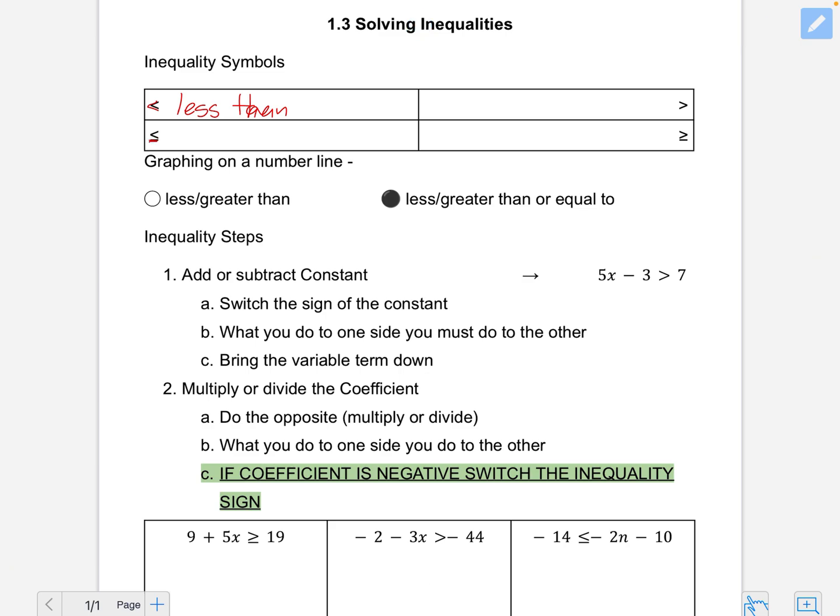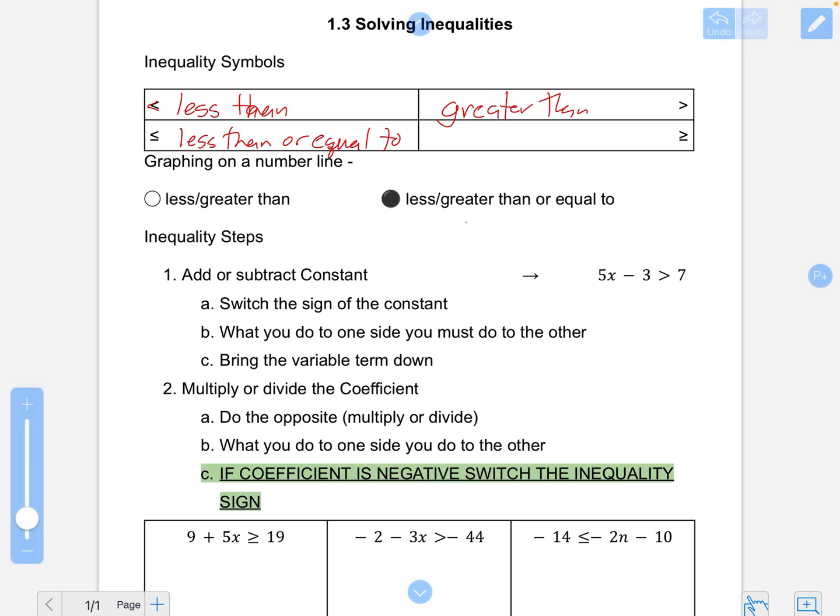If it's got the line underneath it, that tells us that it is less than or equal to. And if the arrow's pointing to the right, that's greater than. And then again, if we've got the line underneath, we add the or equal to. So greater than or equal to. And so those are our four signs that we need to be aware of.